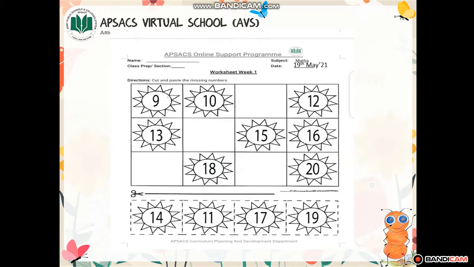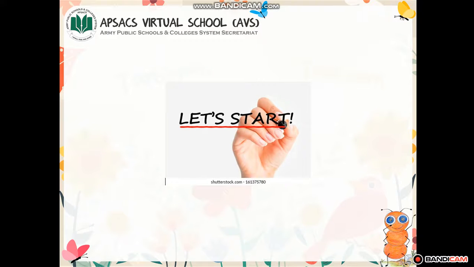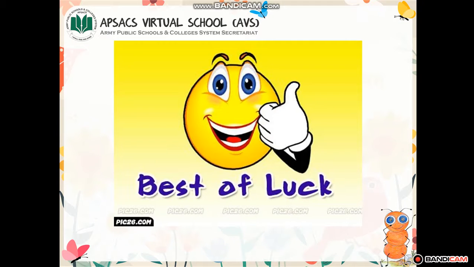Alright students, this is the worksheet. You will do work on this worksheet, but before doing work, write your full name, then write section, that in which section you are, then write today's date, which is 19th of May 2021. Then you will fill these blanks with correct numbers. Okay, and these numbers are here. If you do not have this worksheet with you, then you can do this work on the notebook. Okay, let's start your work. Best of luck for your today's task.